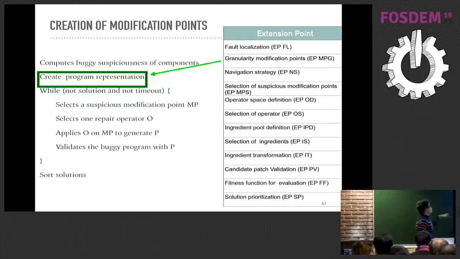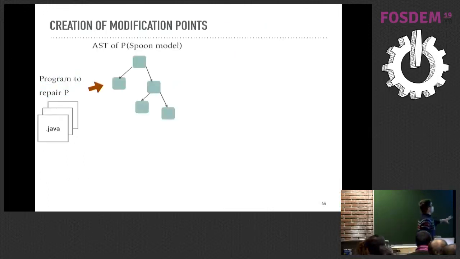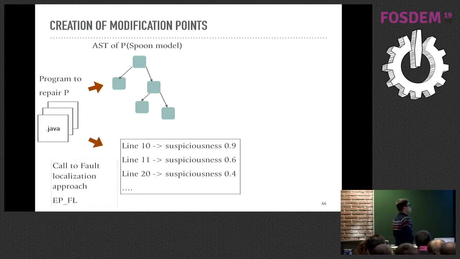So then, once we have chosen the granularity, what Astor does is to create from the program under repair the AST. We use Spoon for that. Then we compute the suspiciousness of each line. Actually, the implementation of fault localization that we use works at the level of lines. So they put for each line of the code the suspiciousness values.